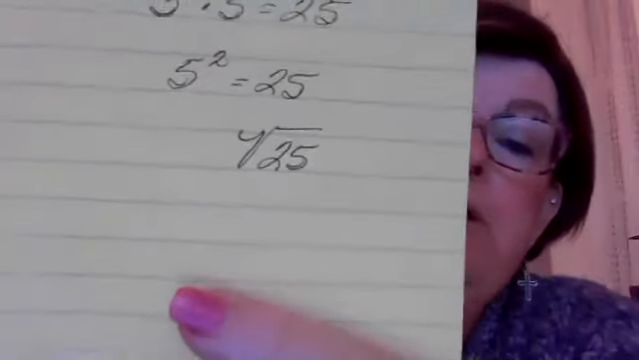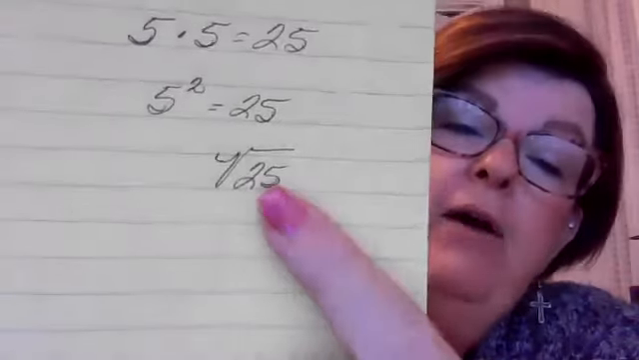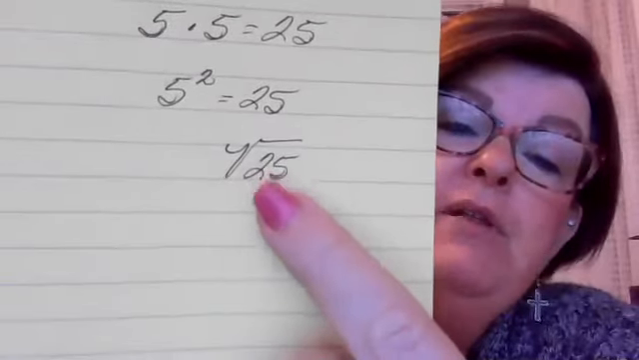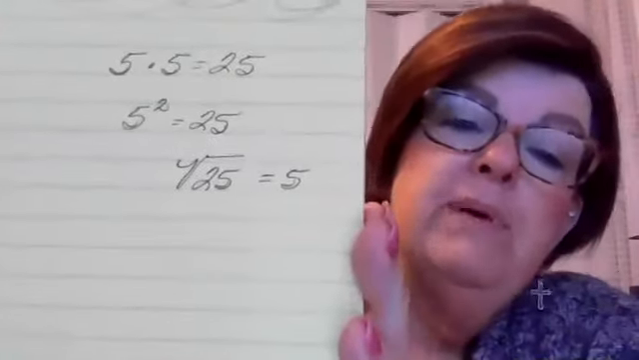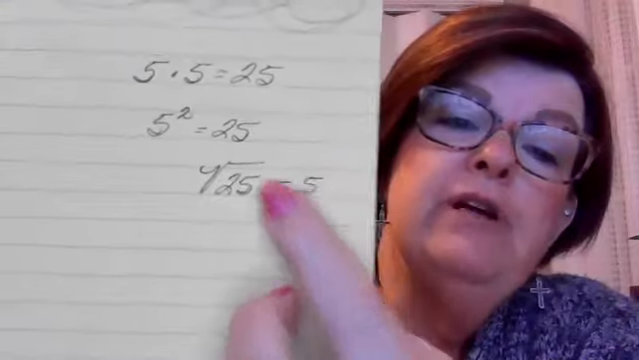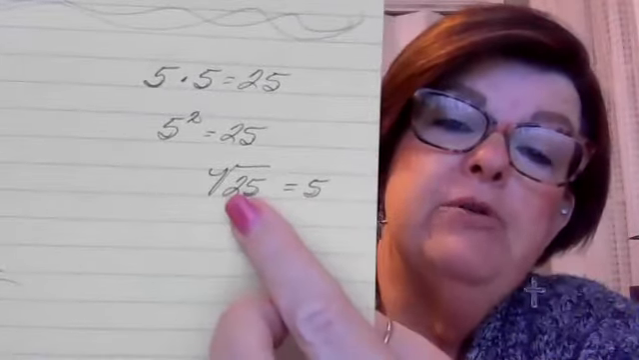So when I'm looking for the square root of 25, I want to know what number times itself will give me this answer. So I'm undoing a squared. The answer is 5, because 5 times 5 will give me 25.